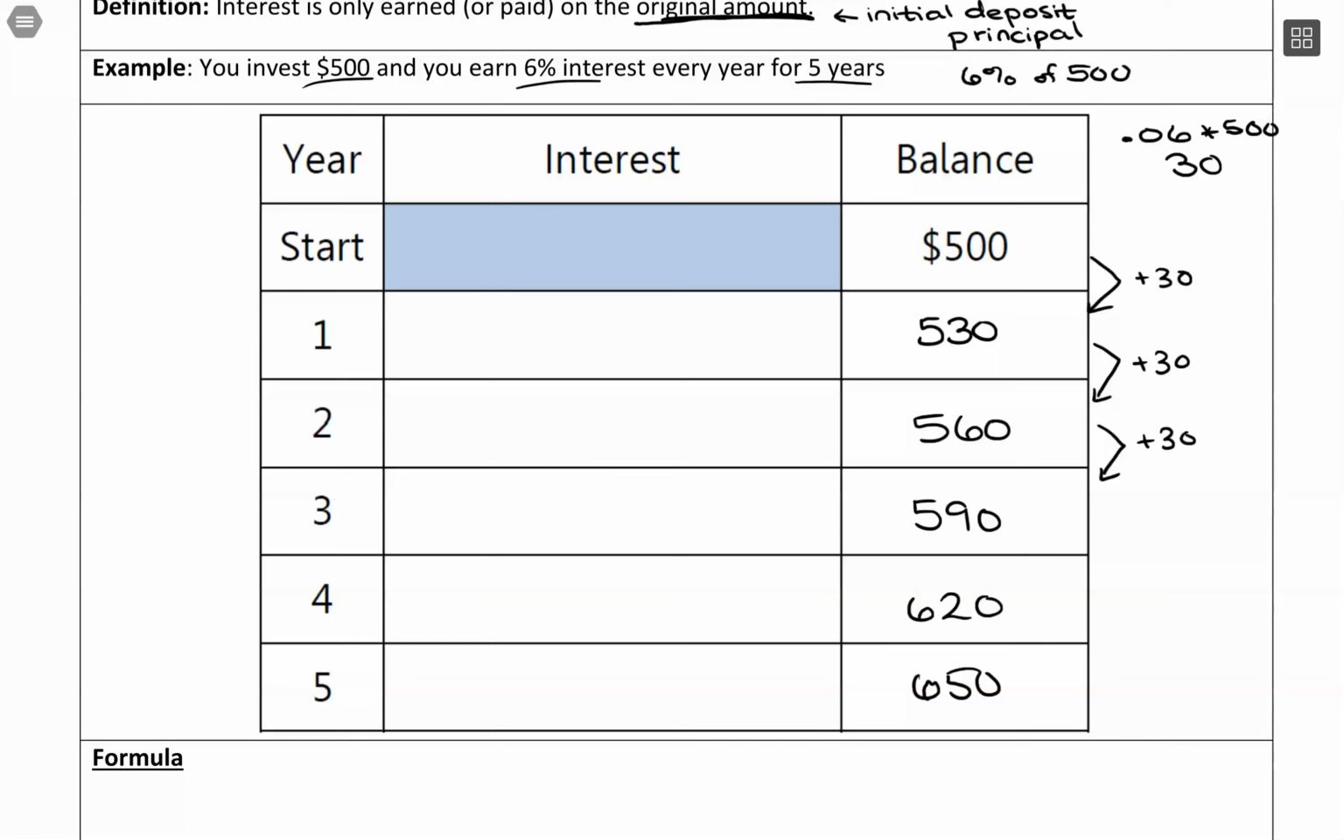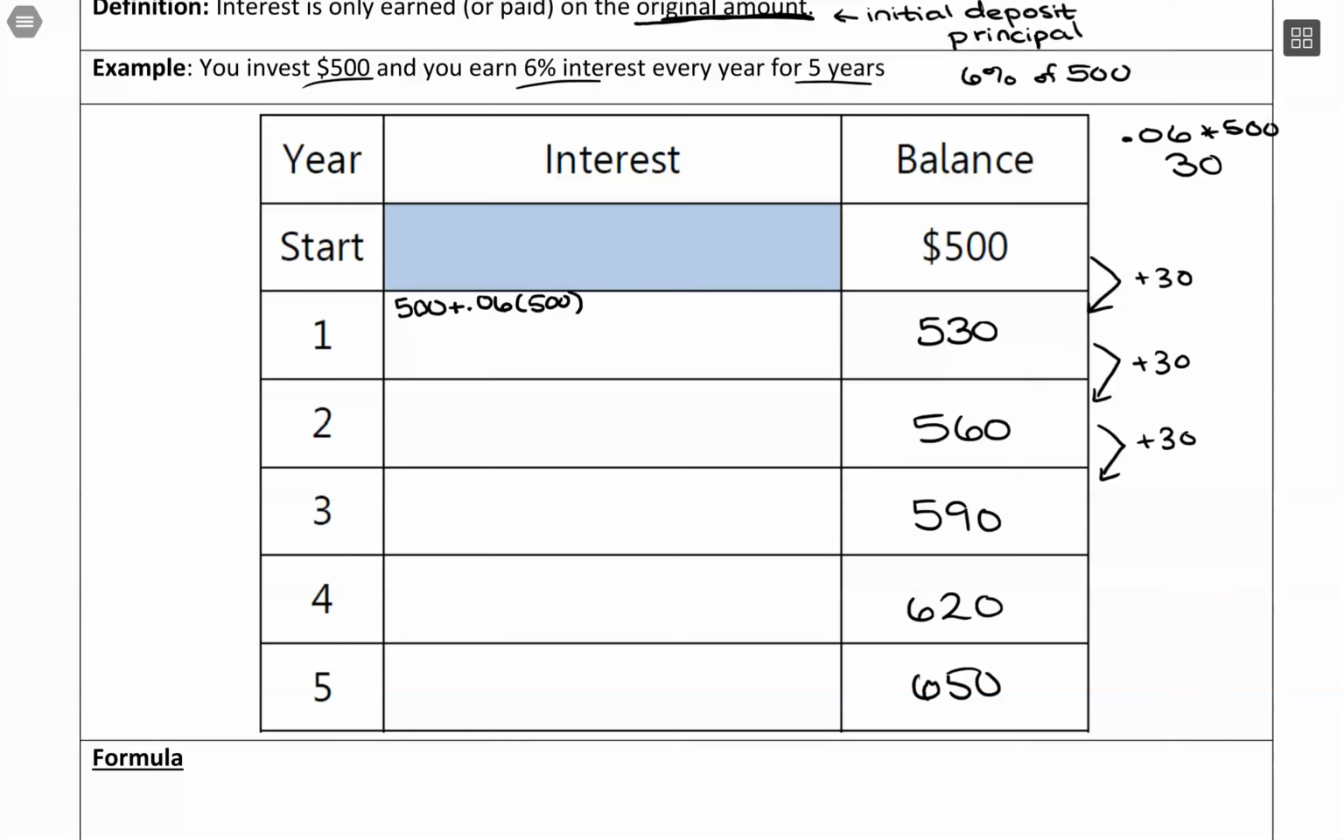Now, I'm going to give you the formula, but just to get an idea of where that formula comes from, let's talk about what calculations we actually did here. So this whole calculation of finding that 6% of 500 and then adding it on, just to break that down a little bit, that would be the same thing as writing out 500 plus 6% of 500. If you plug that into a calculator, it'll give you that exact 530 right there.